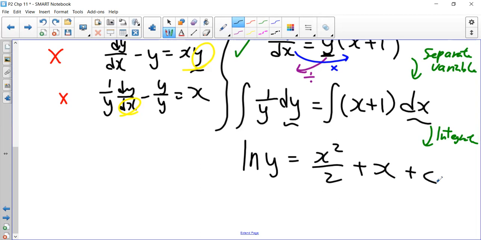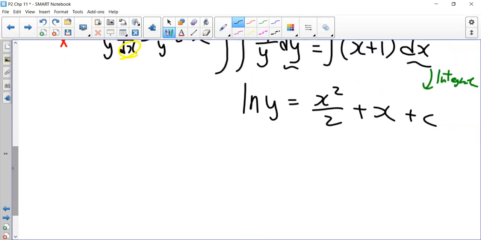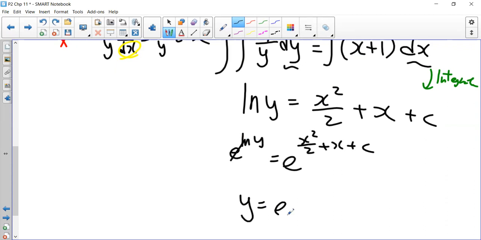What else can you do in here? Well, now we're done with the integration, but the next step is something you need to learn how to simplify, how to rewrite. Now, if I want to make y the subject in here, I can put an e on both sides. So e to the power of ln(y) equals e to the power of x squared over 2 plus x plus c. Now, e and ln will cancel out. So y equals e to the power of x squared over 2 plus x.